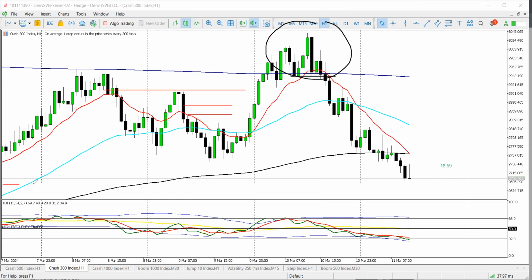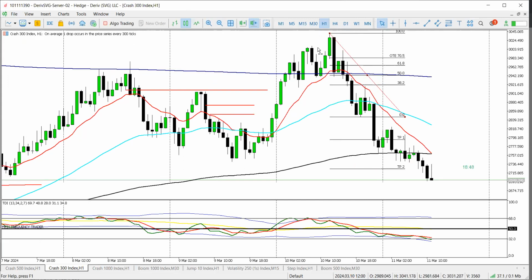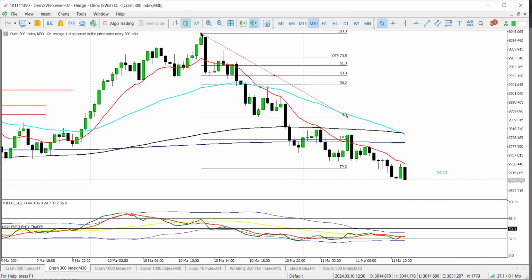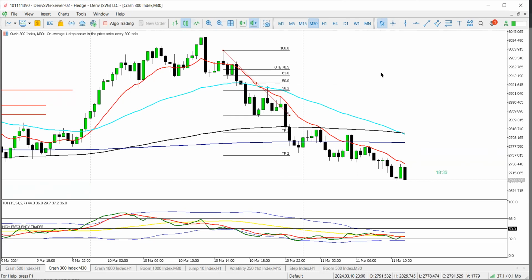Could we have run a fib to get an entry? I doubt that very much because the retracements are very short, as you can see. Even if we had, maybe if we had used, let me go to M30 and see. Maybe if we had used this zone, but I feel like it's just the same. The retracements are not really that big. So there was no clear entry here unless you were paying attention maybe to this zone here.